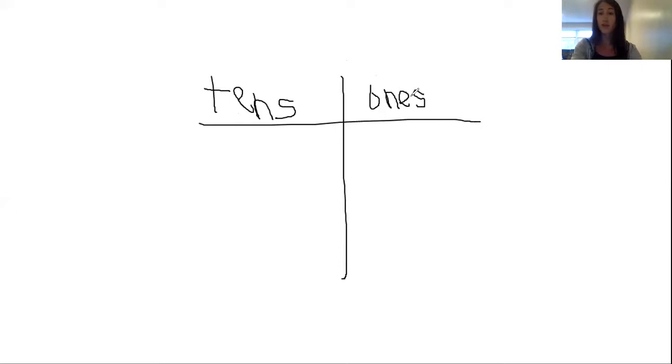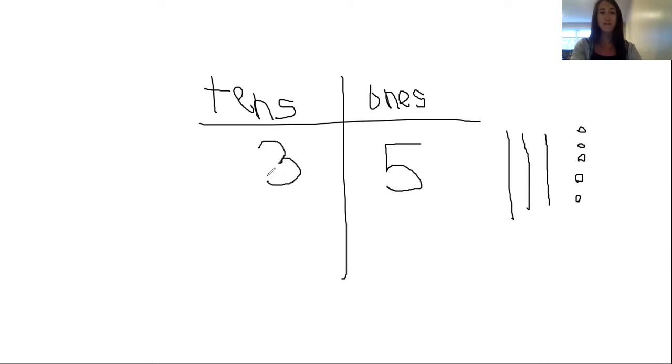Remember, in the number 35, we had 3 groups of 10, and we had 5 ones. In my place value chart, the number 5 goes in the ones column, and the number 3 goes in the tens column. This is how I represent the number 35. 3 groups of 10: 10, 20, 30, and 5 ones: 1, 2, 3, 4, 5.